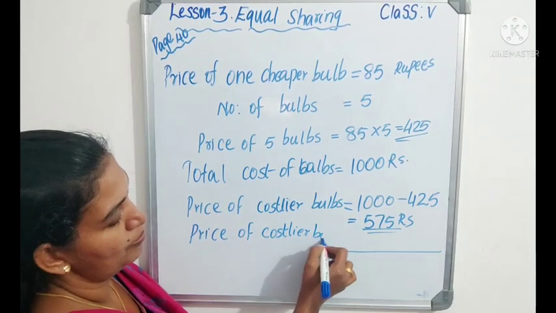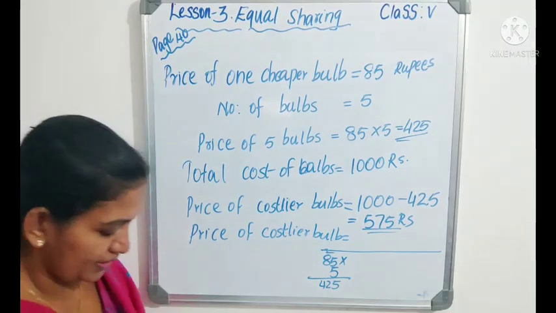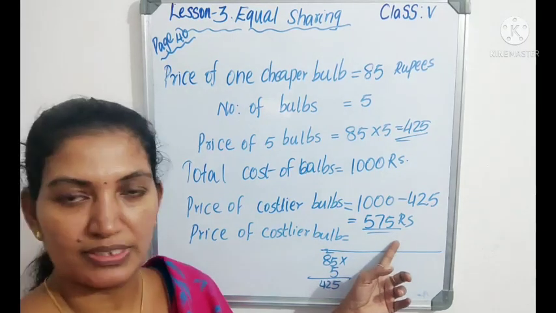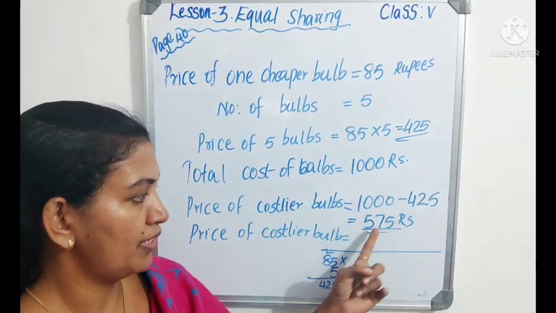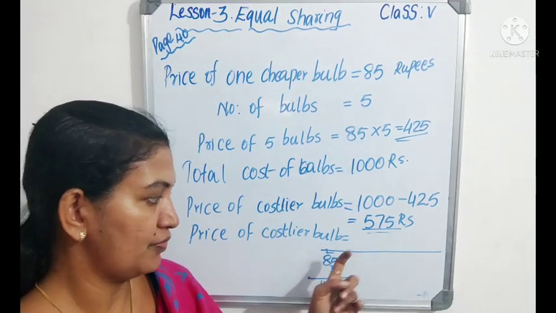Costlier bulb. How can you find it? This is the remaining amount. Cheaper bulb total cost is 425 and the remaining amount is 575.